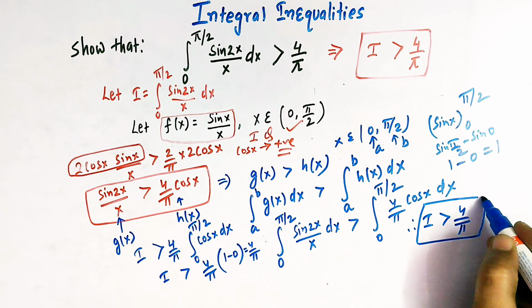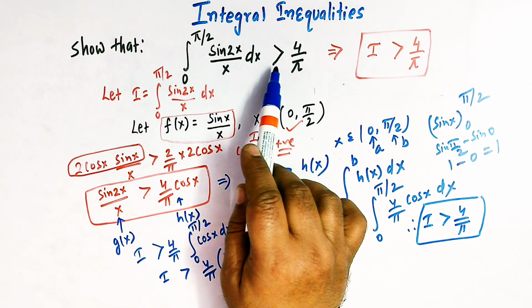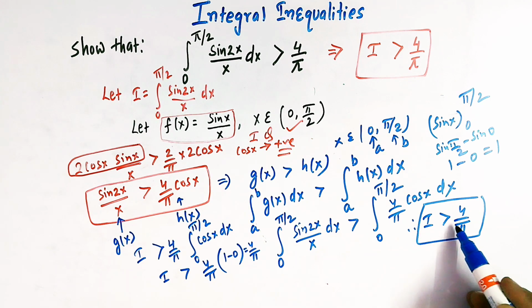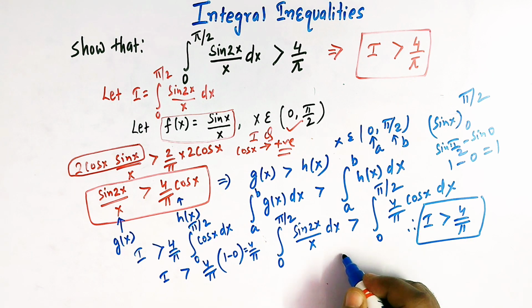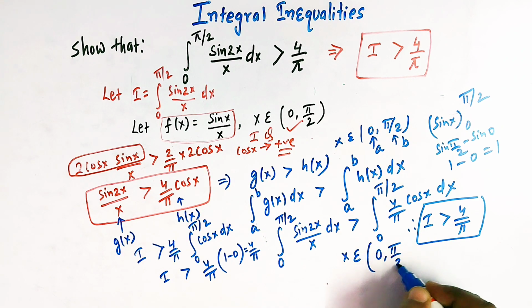So viewers, this is how we can prove this inequality, right? And here this integral which is I is greater than 4 by pi when x belongs to the interval that is 0 to pi by 2.